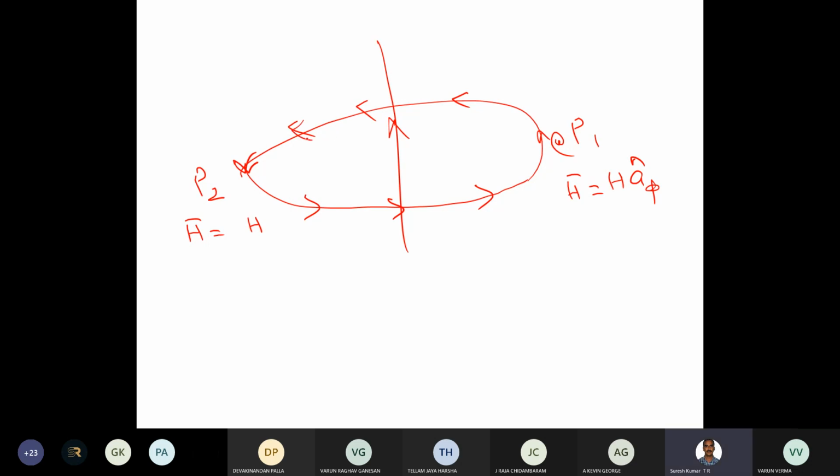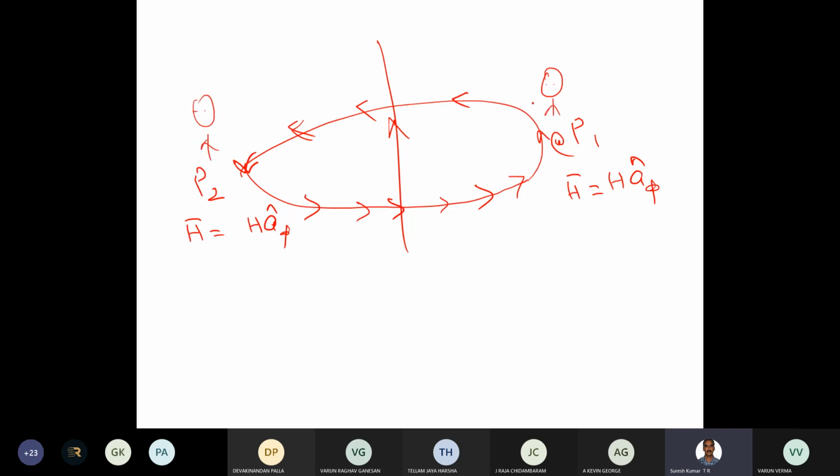I think earlier the answer was minus A phi. Now tell me whether it is still minus A phi or plus A phi? Plus. Yes, it should be plus A phi only. If you take the cylindrical coordinate system, this direction represents the plus A phi direction. So either you are at point P1 or P2, that doesn't matter. Assume you are standing here, or in the other case you are standing here.